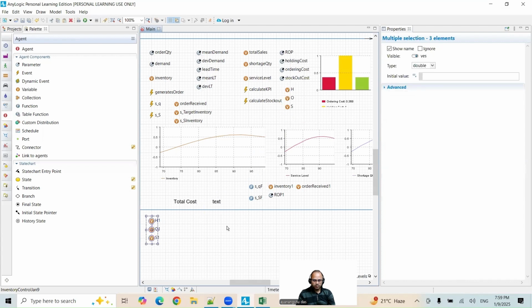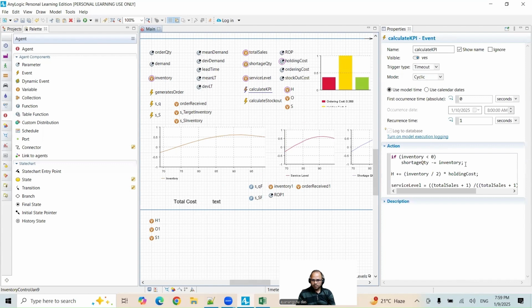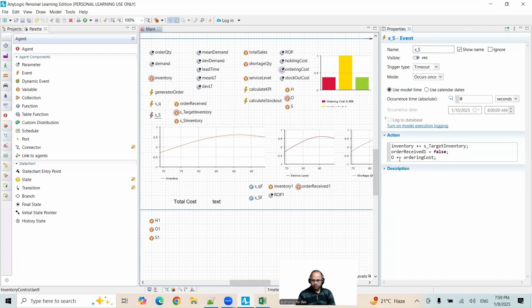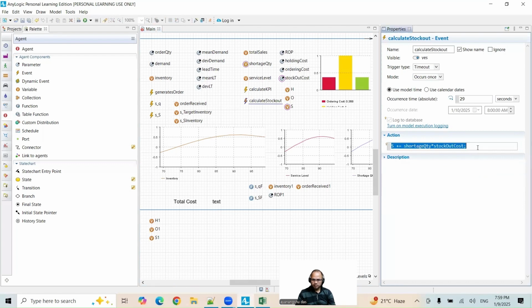And we'll name these things. And when we are calculating the KPIs, we'll say that the holding cost for the SS also is calculated in the same way. The ordering cost for SS also is calculated in the same way. And the stock out costs for SS is also calculated in the same way. We'll have to calculate the shortage quantity as well for SS policy.